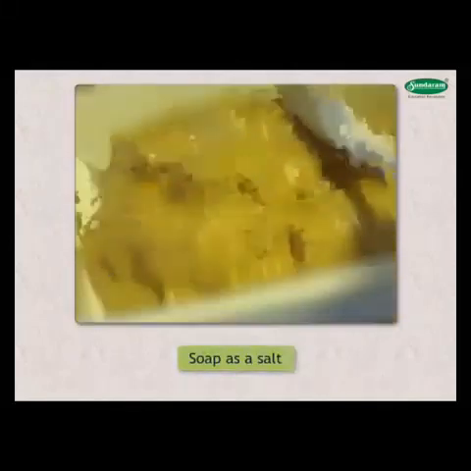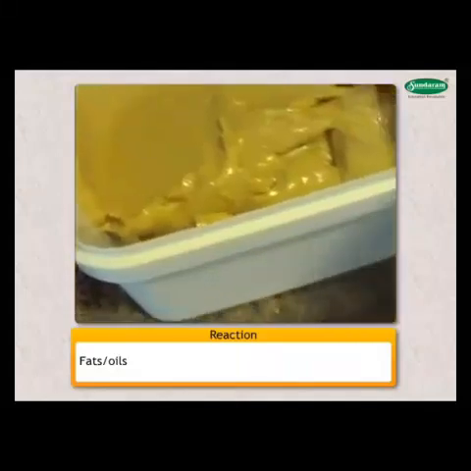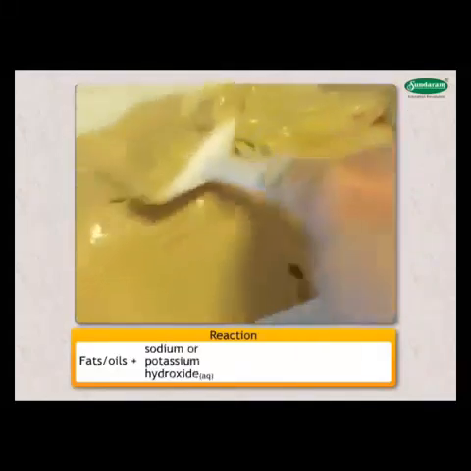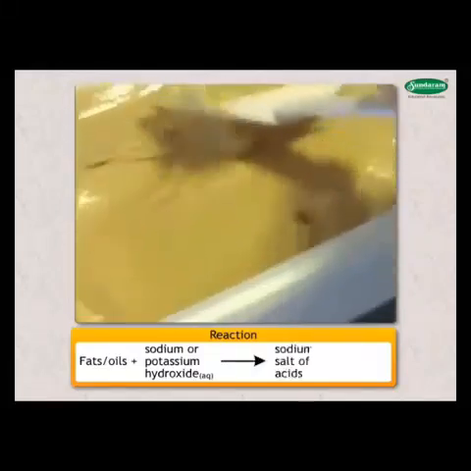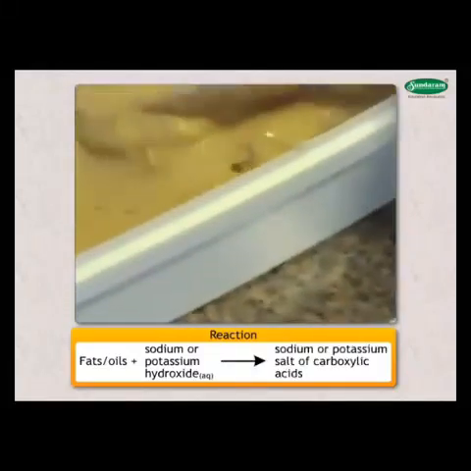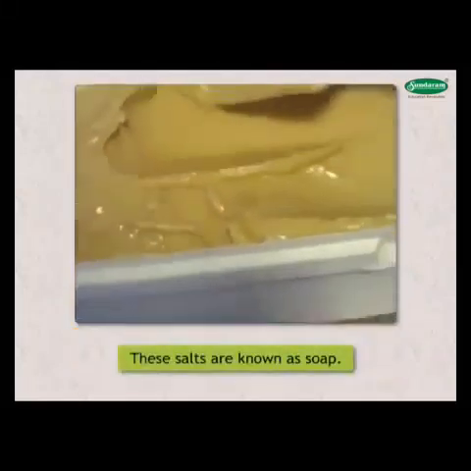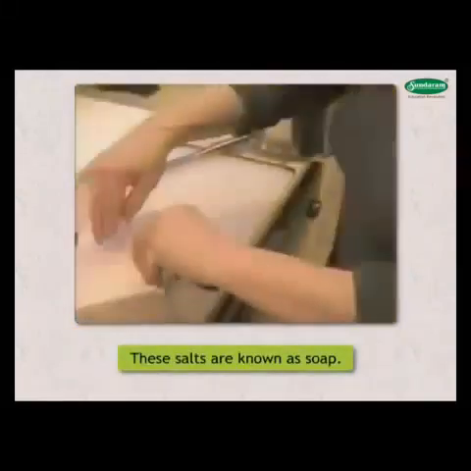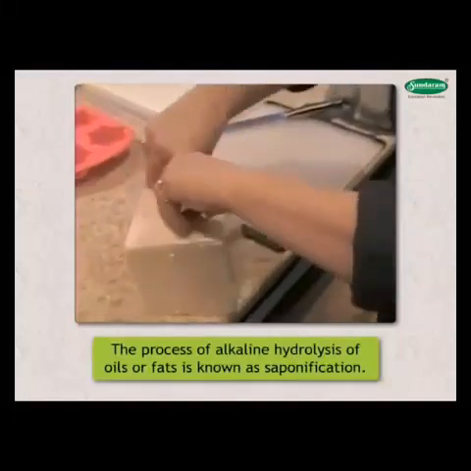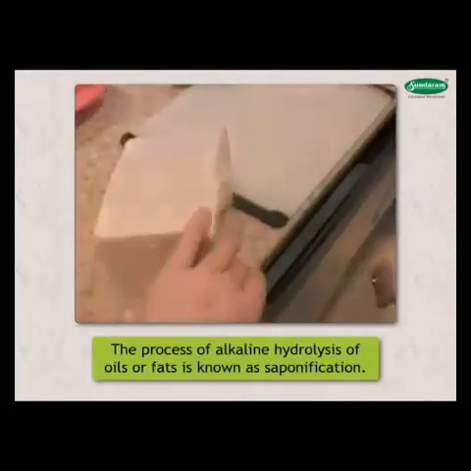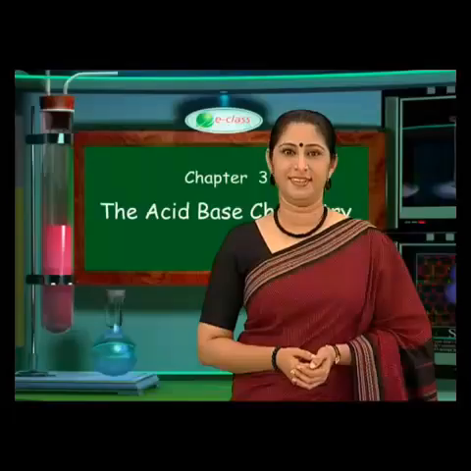Soap as salt. When oils or fats are boiled with aqueous solution of sodium or potassium hydroxide, then sodium or potassium salt of carboxylic acids are obtained. These salts are known as soap. The process of alkaline hydrolysis of oils or fats is known as saponification.